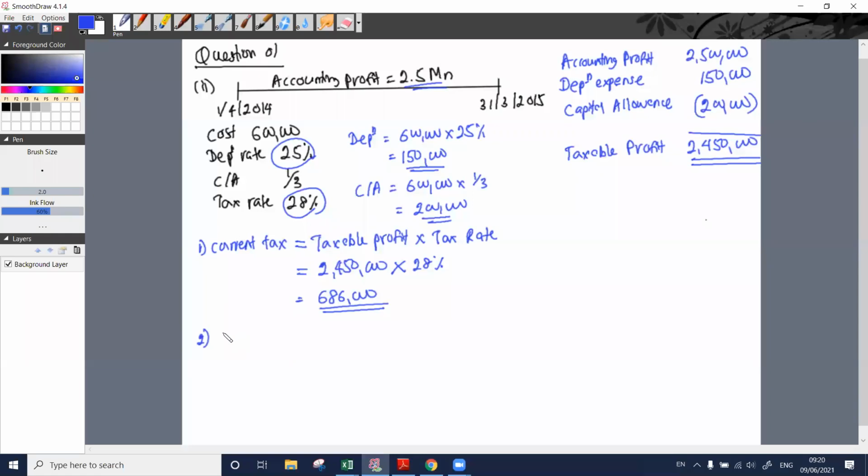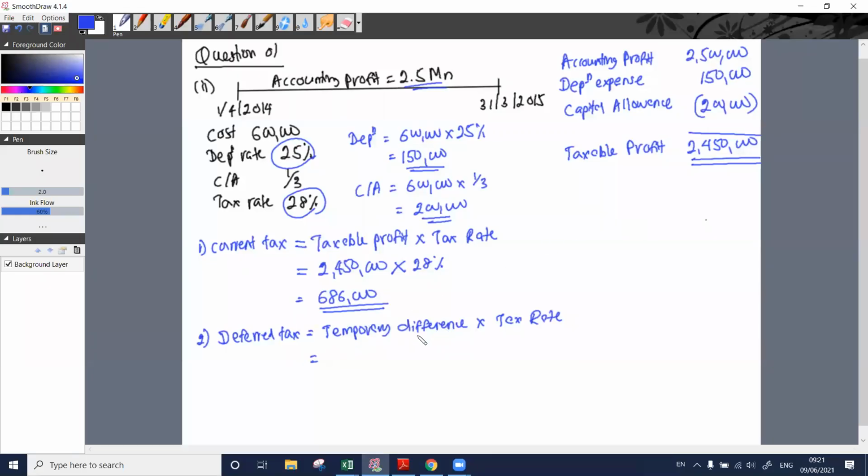Second, we need to find the deferred tax expense. How to find this? As we are in year one, no issue, we can multiply the temporary difference by the tax rate. Temporary difference into tax rate, right? Temporary difference into tax rate.